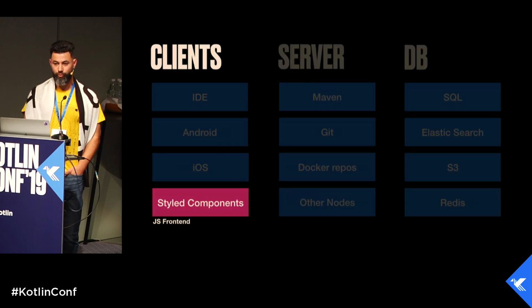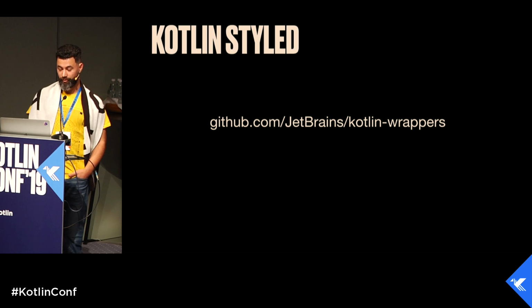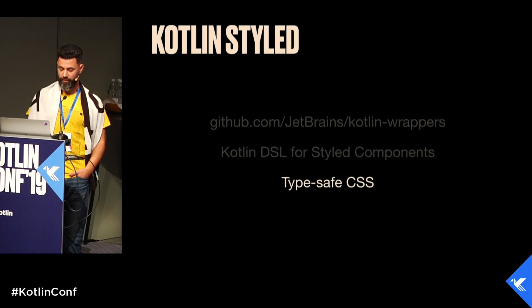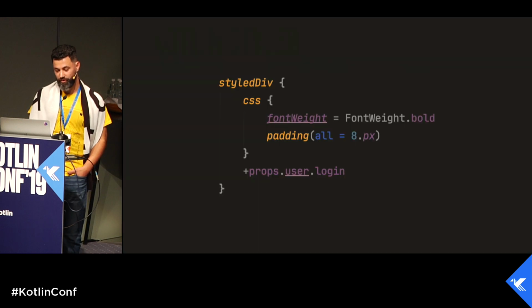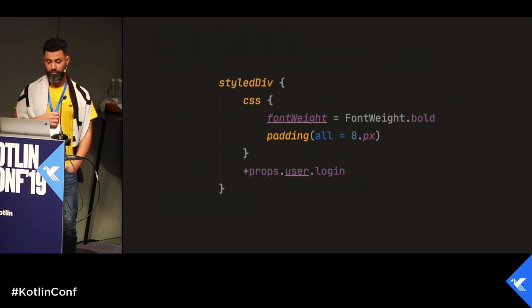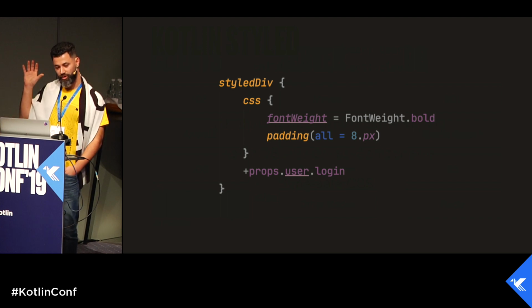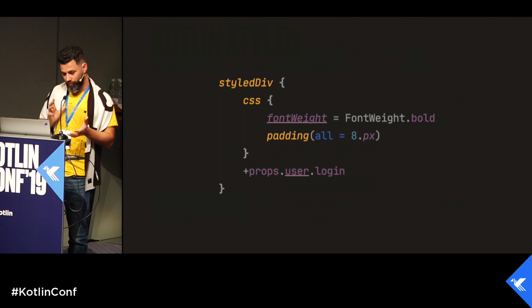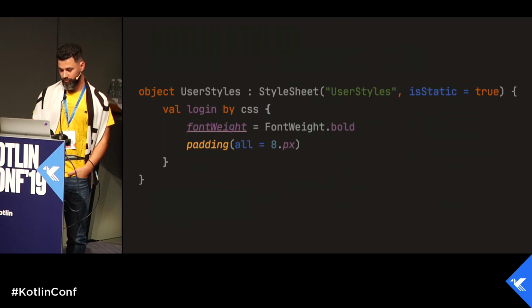Next thing is style component. There is a Kotlin wrapper for style component. It's Kotlin DSL, but for CSS now. It provides you with the type safe CSS declarations. So the cool thing, you define your component, and you put your CSS code right into this component, and not somewhere else. So you can maintain your code together with logic and together with markup.